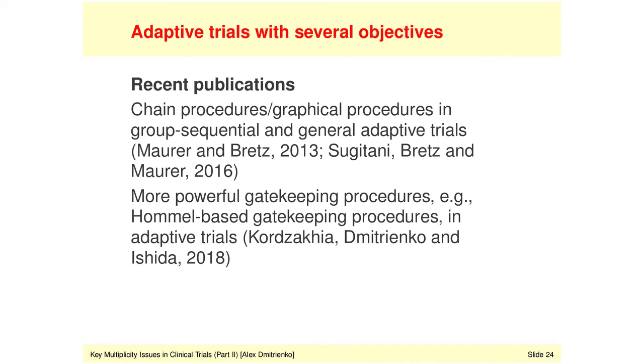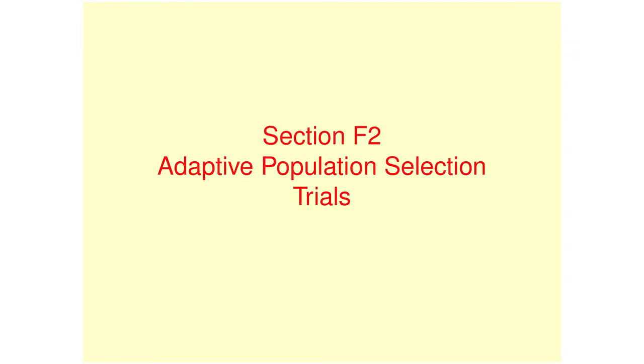Methods for dealing with complex multiple objectives in the context of group sequential trials or general adaptive trials have been proposed and reviewed in several recent publications. Here I will mention just a few recent publications. These papers will help you get started and learn more about this interesting class of multiplicity adjustments. And if you would like to learn even more, you will find references to other relevant papers in the papers listed on the slide.